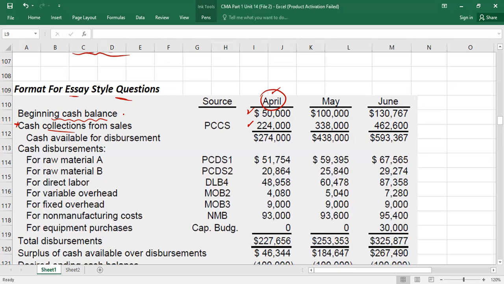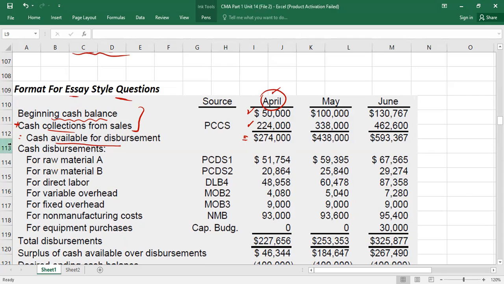Once I take the beginning balance and add the cash collection, whatever inflows are available for that particular month, I get what is called cash available for disbursement: 274,000. So how did you get cash available for disbursement? You took the beginning balance plus all the receipts of that specific month. Understood? Once I add these two values, I get the cash available for disbursement.